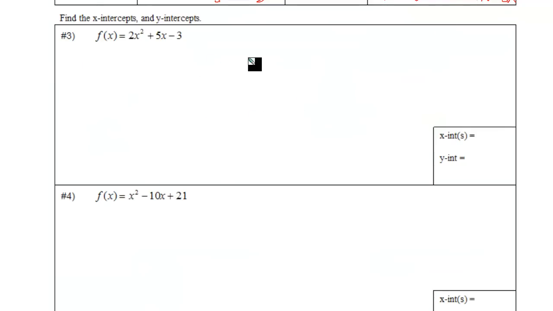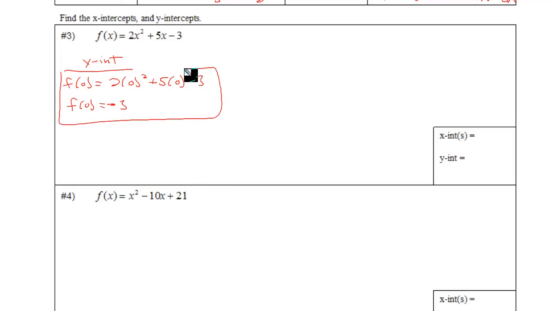Number 3, find the x and y-intercepts. Let's do the y-intercept first, because that's generally simple. Simply replace the x values with 0. And we get the y-intercept is negative 3. To find the x-intercepts, plural or singular, depends on the problem, replace y with 0 and factor. You don't always factor, but if the problem looks like this, you're going to have to factor.